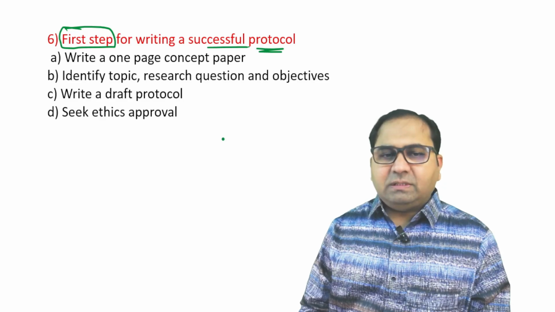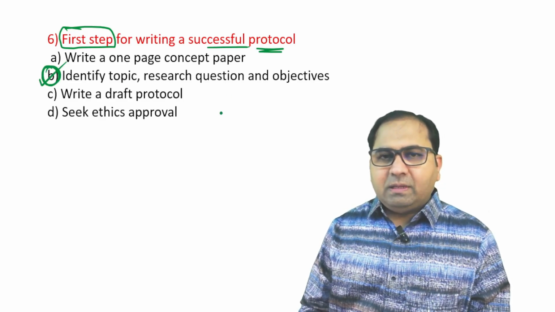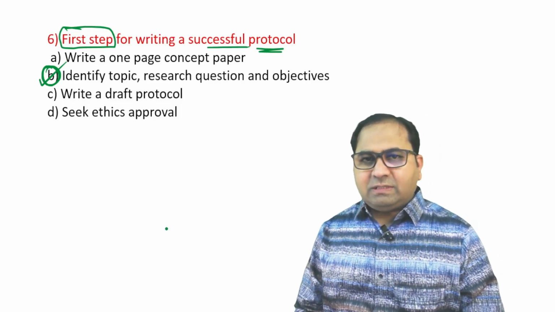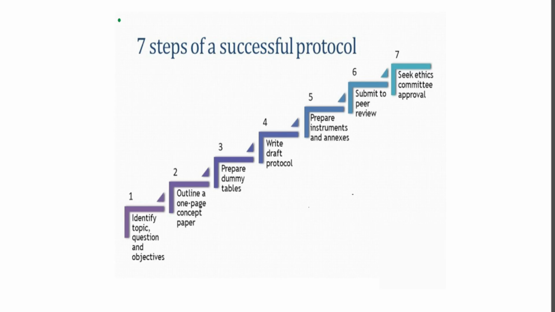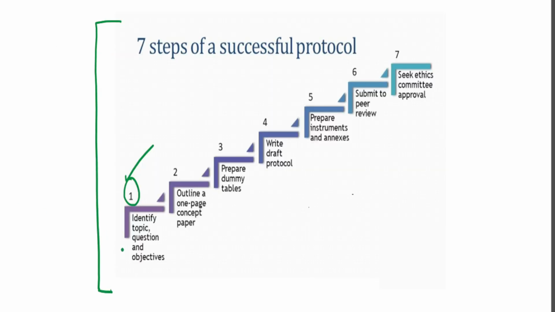So what is the first step for writing a successful protocol? The answer for this question is option number B. That is, you have to identify the topic, research question and the objectives. Now see the following slide. This slide mentions the 7 steps of a successful protocol. The first step itself speaks about identifying the topic, questions and then the objectives. So from our question, they asked what is the first step for writing a successful protocol, and the answer we have taken was to identify the topic, question and objectives.